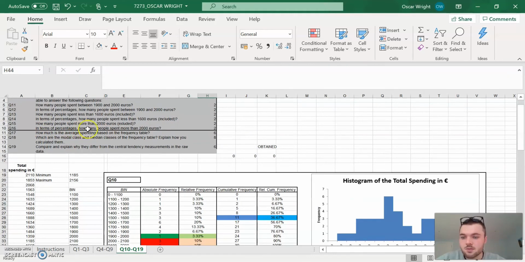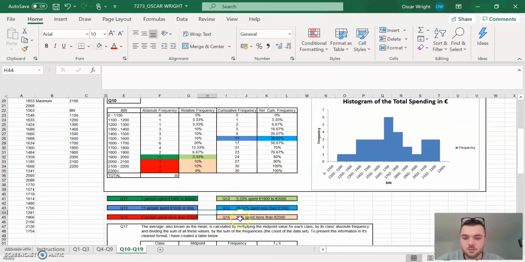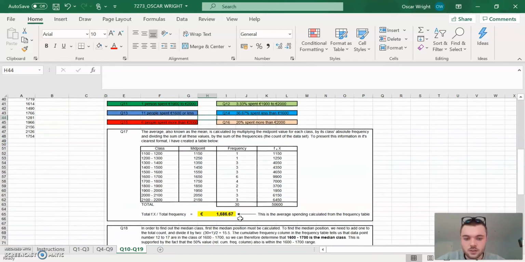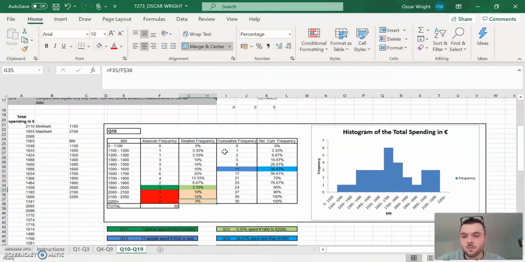Question number 16, in terms of percentages, how many people spent more than 2000 euros? So it's the same as before, but it's going to ask us in percentage terms. So we can see, again, we know that it was 6 people, so again, if we just divide that by the total, we can get in our percentage terms, or as before, we can add up these 3 columns, as it's, again, still the people that spent over 2000. So 10% plus 10% plus 0%, well, that equals 20%. So we can say to question 16, 20% spent more than 2000 euros.